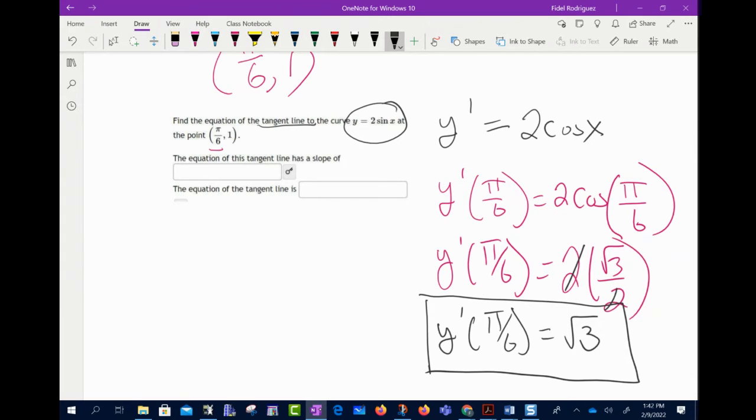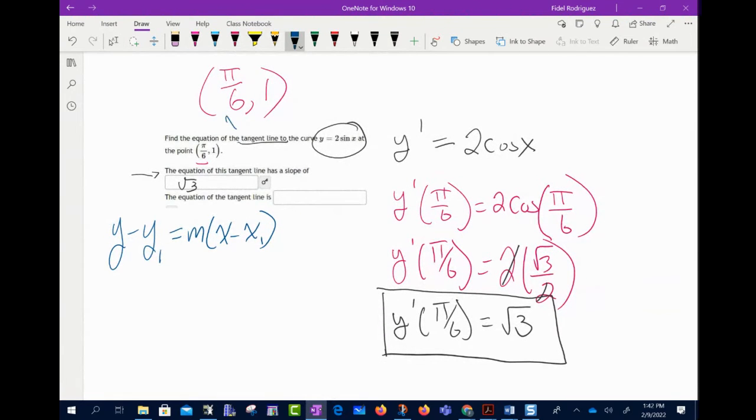I want you to look at the first part of this right here. It says the equation of this tangent line has a slope of, what number did we get? Square root of 3. That's what I'm going to write right there. Square root of 3. Now we want to find the equation of the line. So remember, y'all, the way we find the equation of our line is we use this formula right here.